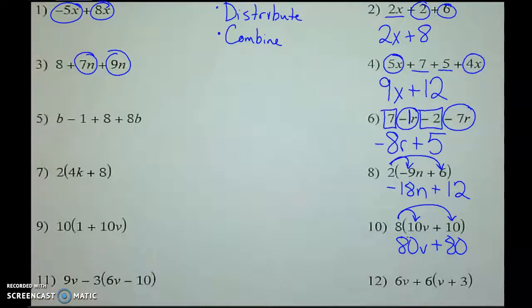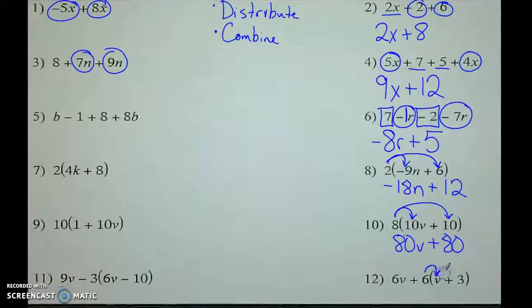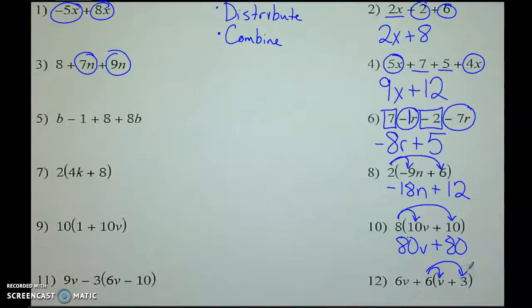Number 12, come in here. I see some parentheses, so I have to take care of those. I've got to distribute. 6 times v, 6 times 3. So when I do that, that's going to give me 6v plus 6 times 3 is 18. Okay, then I'm going to bring down that 6v. Then I'm going to look for my like terms. Okay, this time I can do some combining. I have a 6v and a 6v. Those can go together. And so when I do that, 6v plus 6v gives me 12v. And then I'm going to have plus 18. And so that finishes it up.